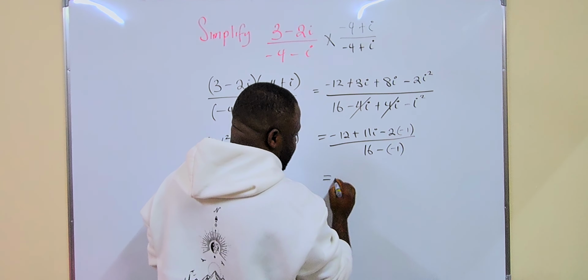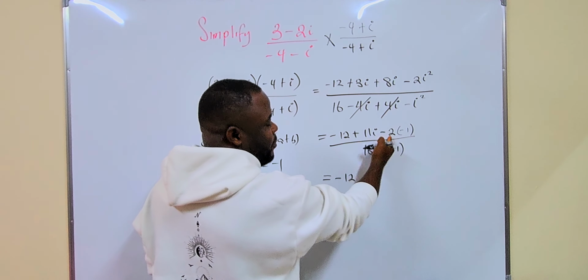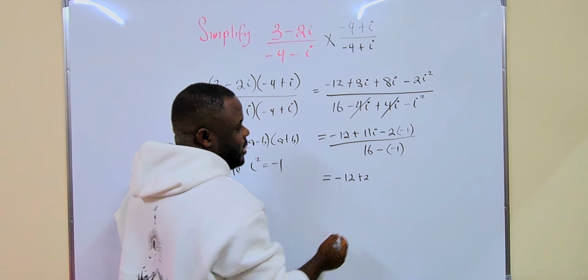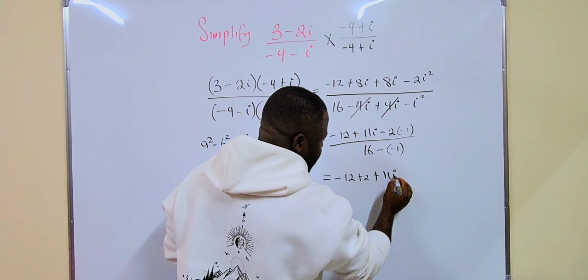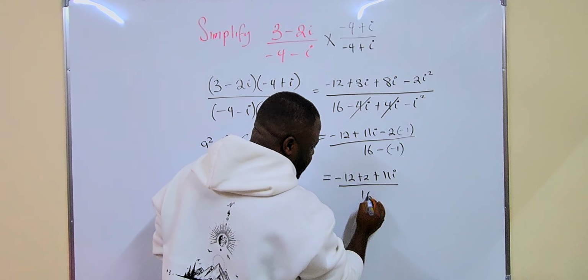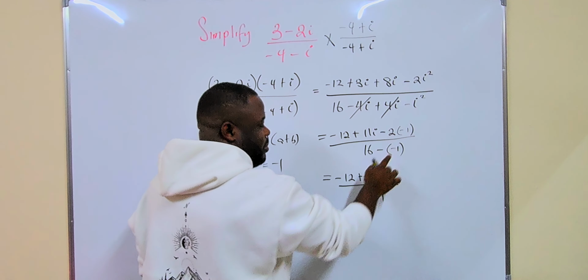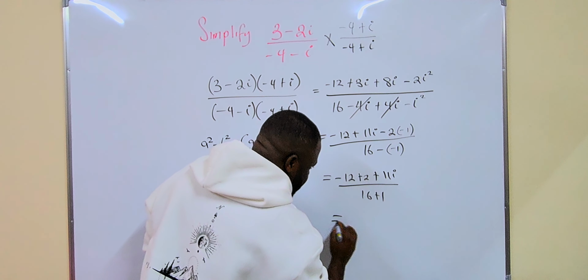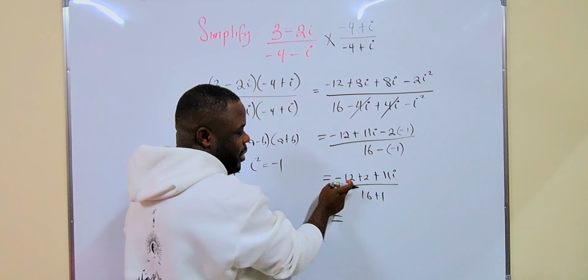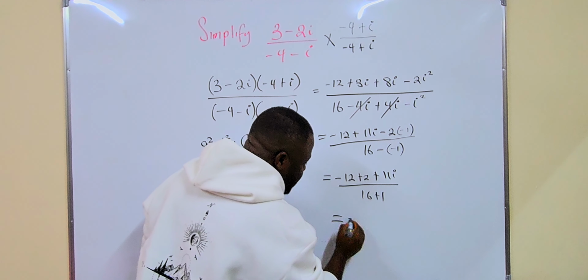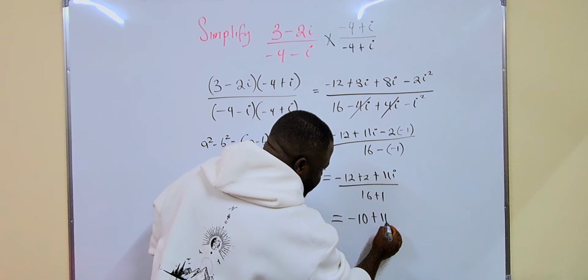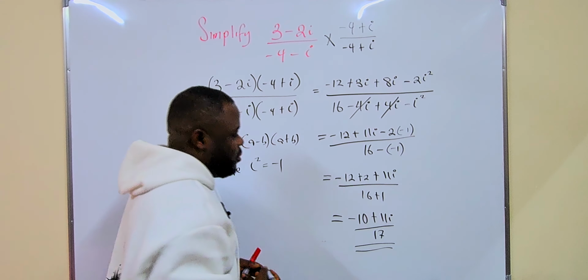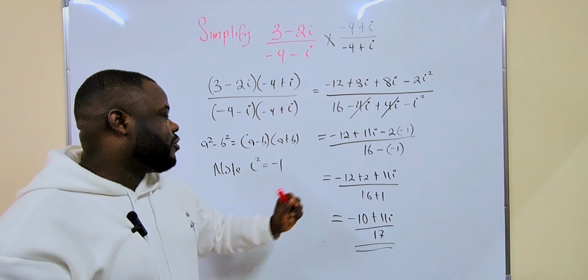So here you have negative 12. You have negative 2 multiplied by negative 1, which is going to give you plus 2, right? Then plus 11i. Everything out of 16 plus 1, because negative multiplied by negative is going to give you positive. So we now have negative 12 plus 2, which is going to give you negative 10, then plus 11i, then everything over 17. And that is how to simplify your expression.